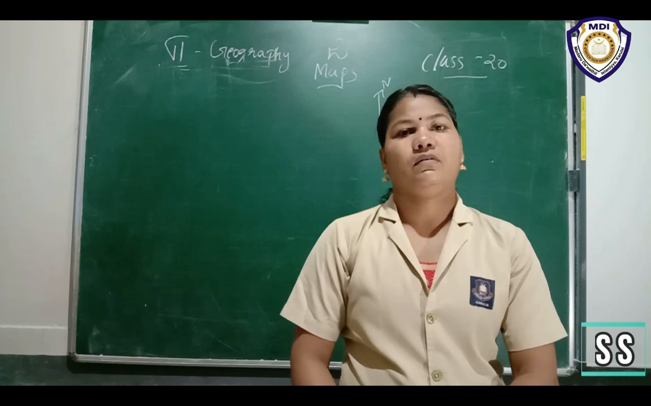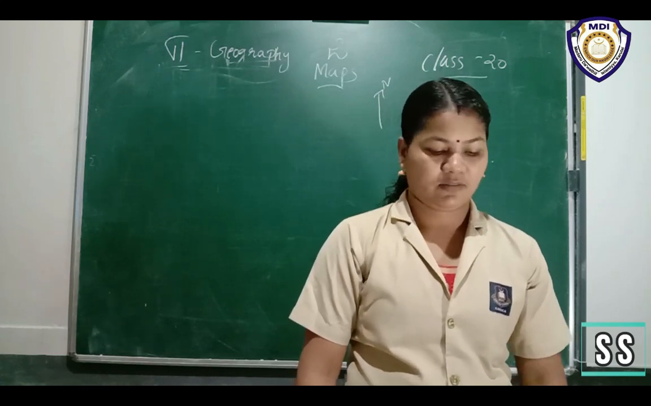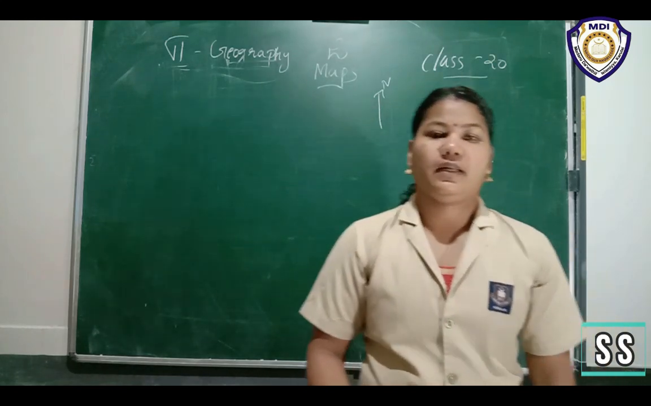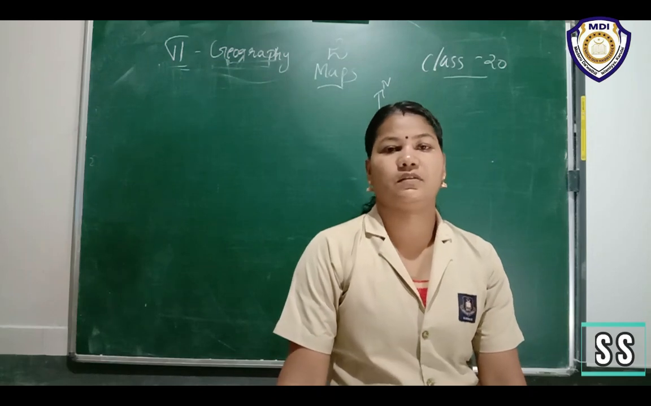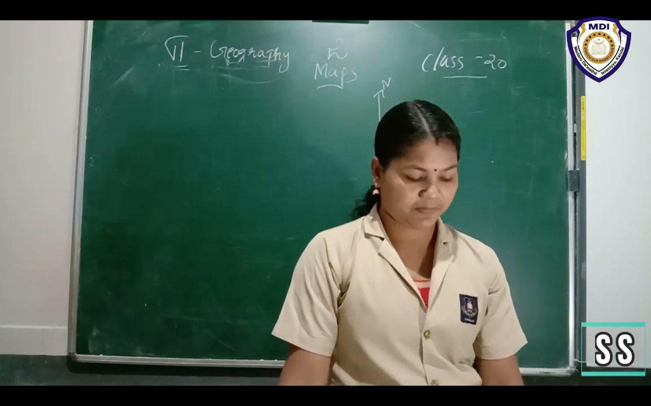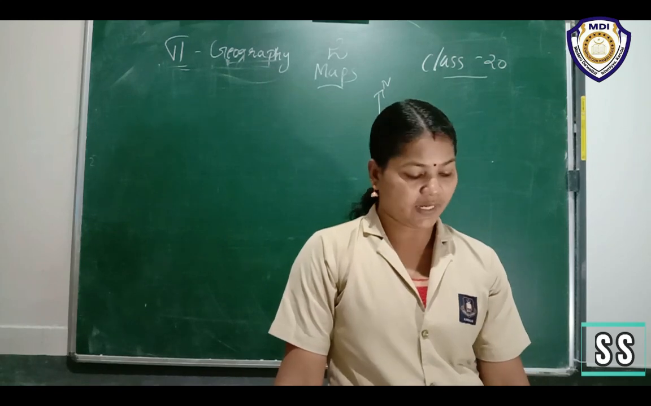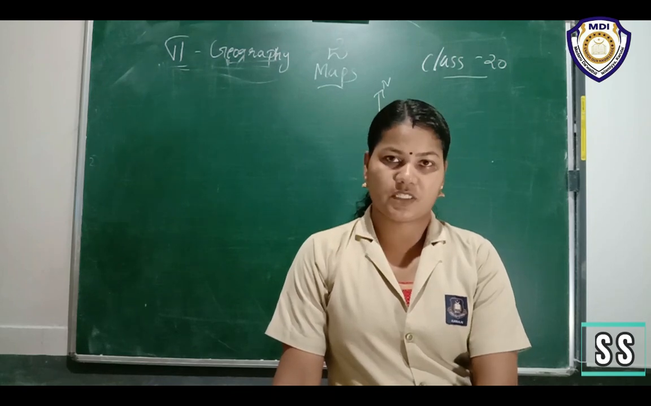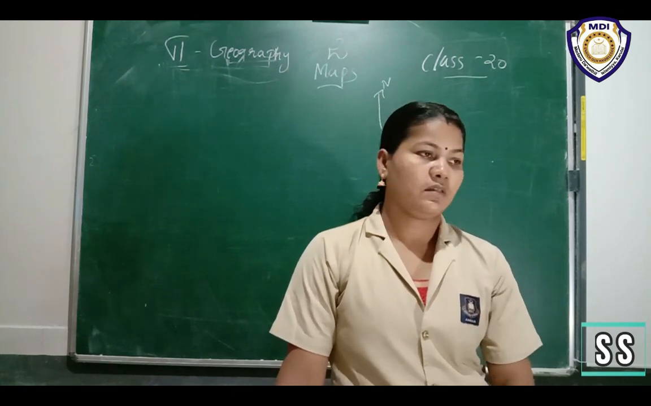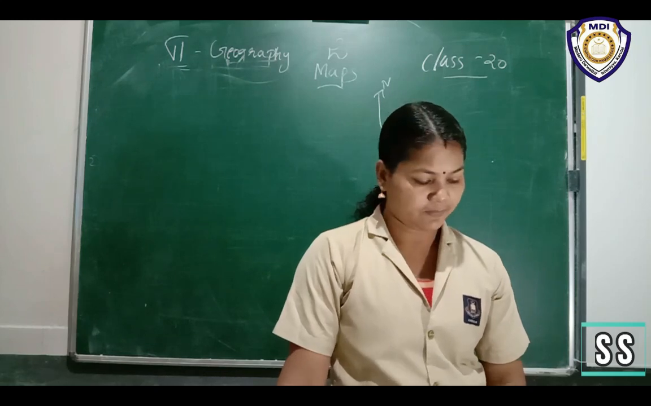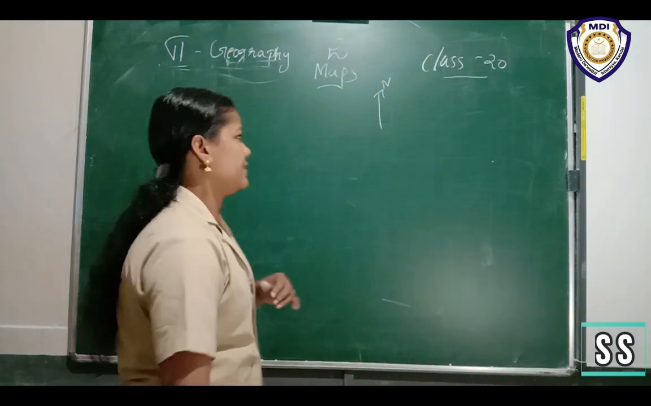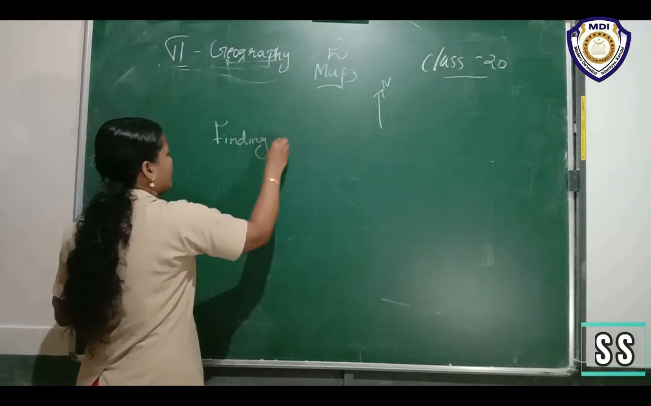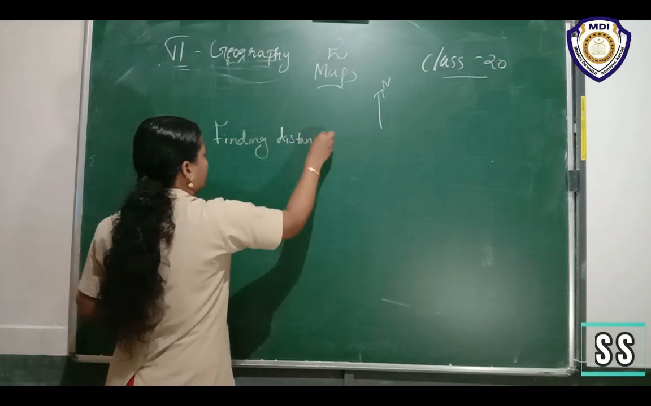If we want to draw a map, we can draw it with the help of a scale. Related to that, we already drew maps. Today we want to find distances. Today's topic is finding distances. First feature, we use scale. Then we find how we can find the distances. That's why the next topic is finding distances.